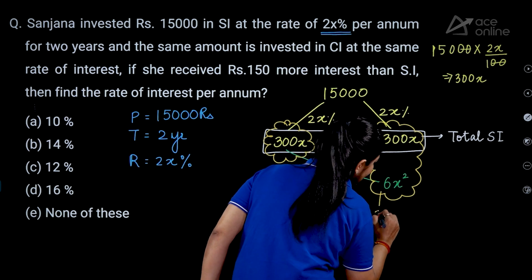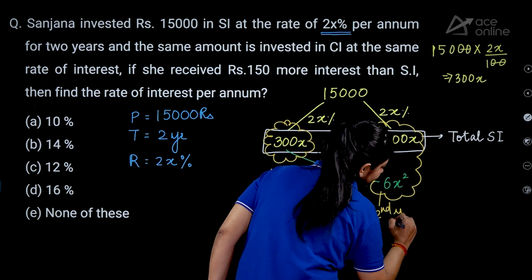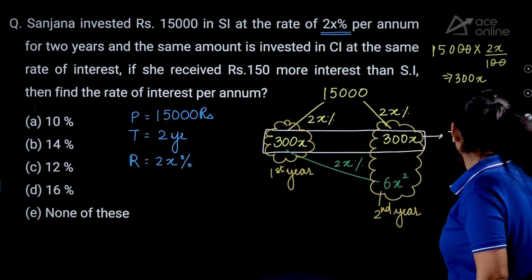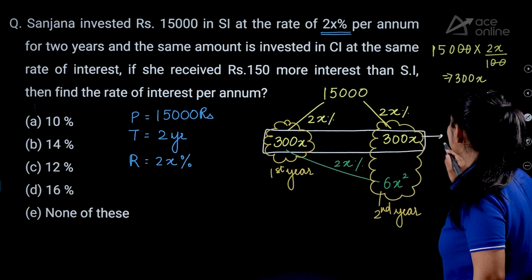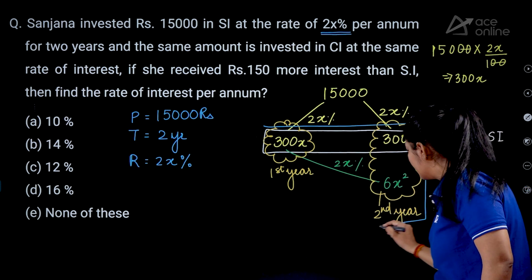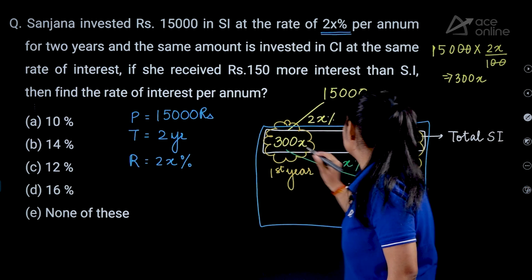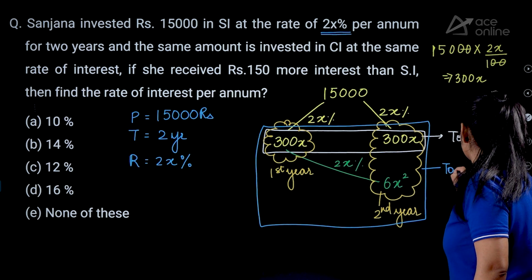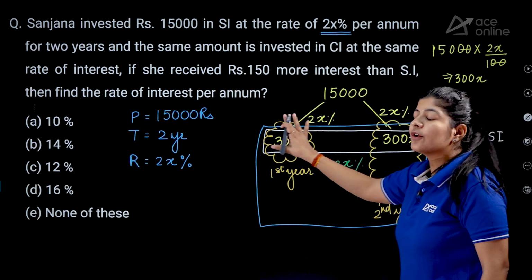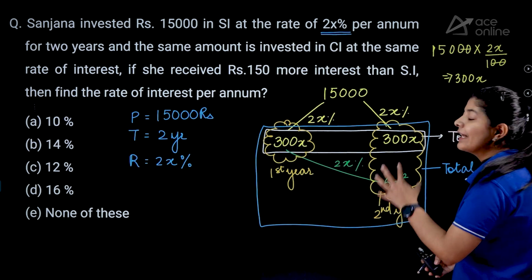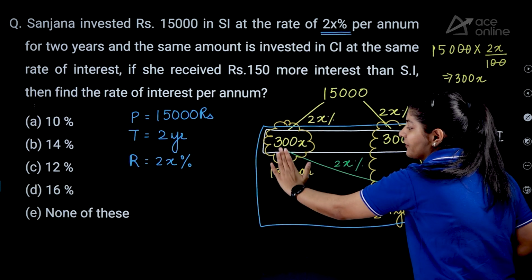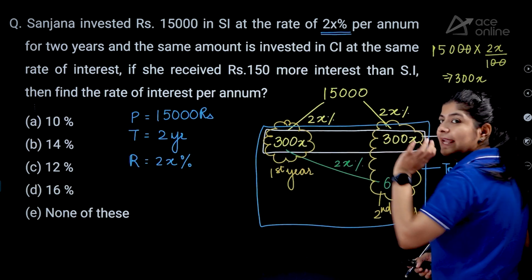This value represents our second year, right? And this combined value will represent our total CI. This complete value will represent our total CI, right? And for the very first year, as we know that the CI and SI are equal, so here we can say that for the very first year, both CI and SI are equal.